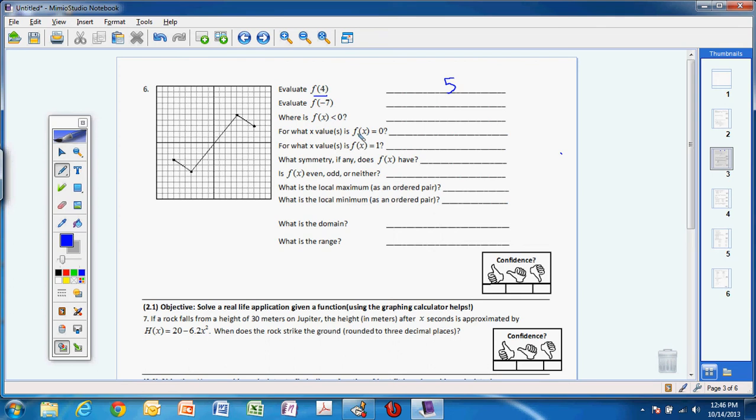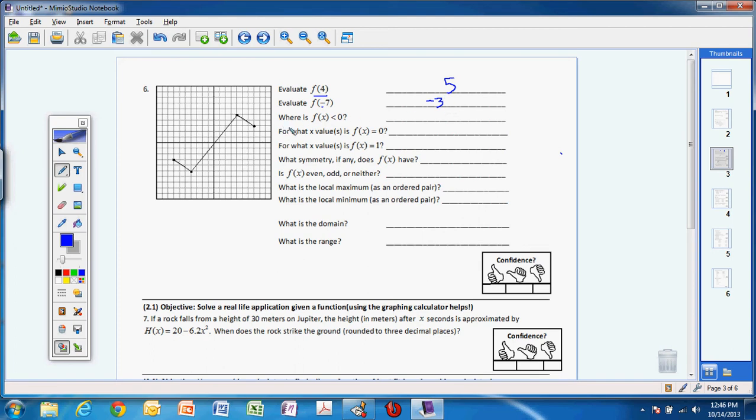Same with the second one. So we want to find the value of the function when x is negative 7. So when x is negative 7, I'm going to go over 7, and in this case I go down 3. So the value of my function when x is negative 7 is negative 3.